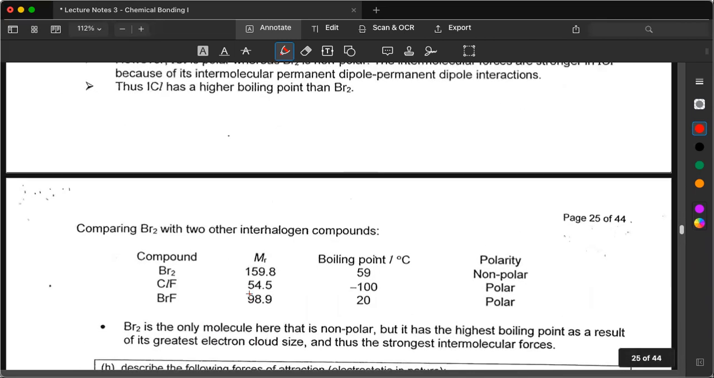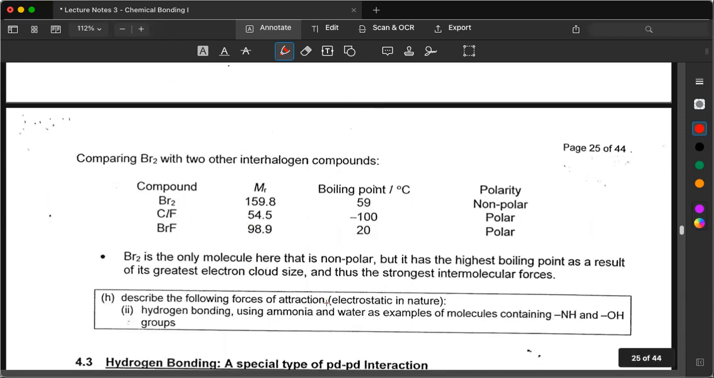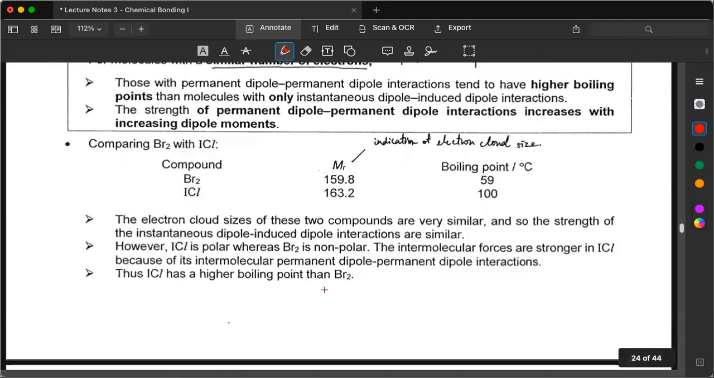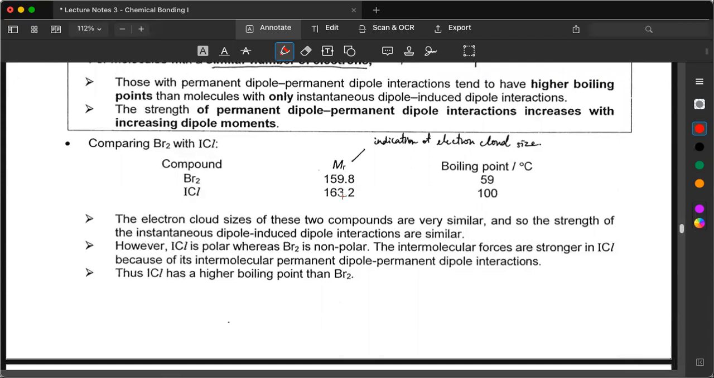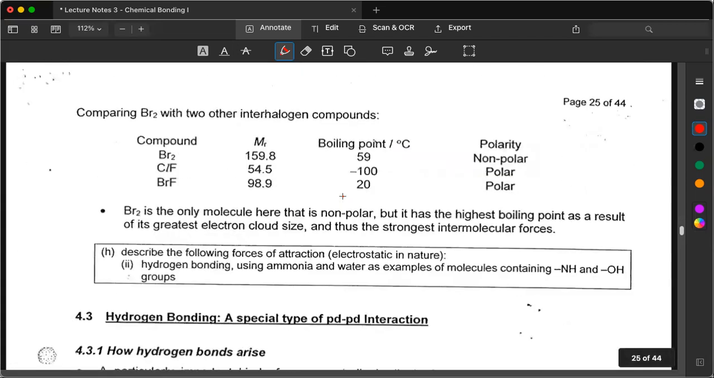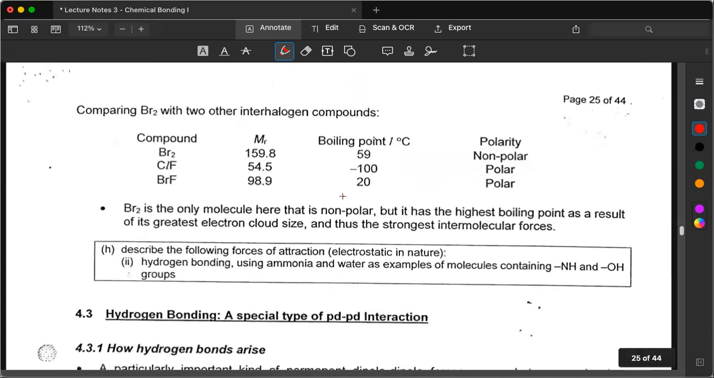So this is a lesson learned. It doesn't mean that, okay, this molecule is non-polar, this one is polar, so the non-polar will definitely have a lower boiling point. Not true. You have to see the electron cloud size. You can only compare compounds with similar electron cloud size to compare their melting point or boiling point.